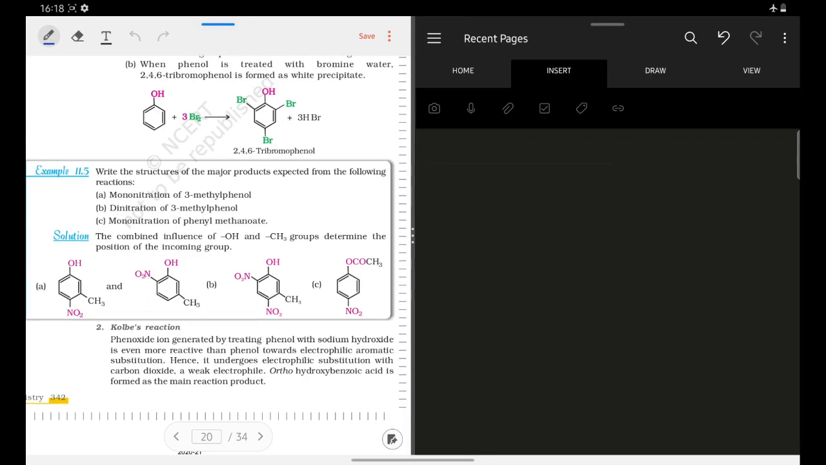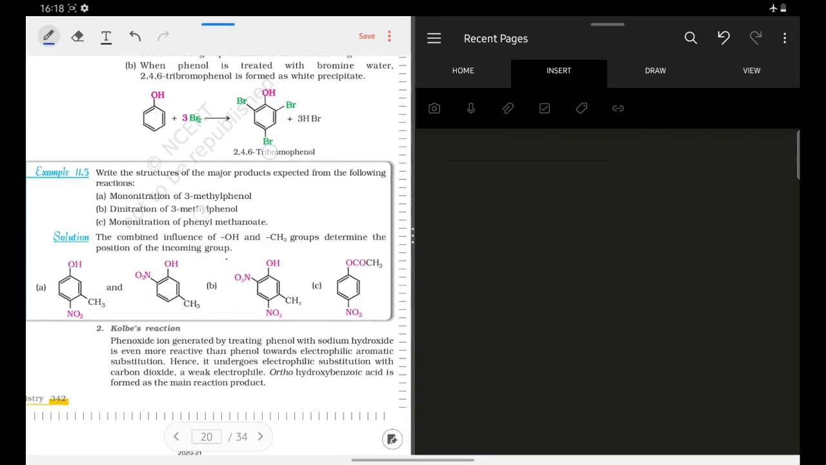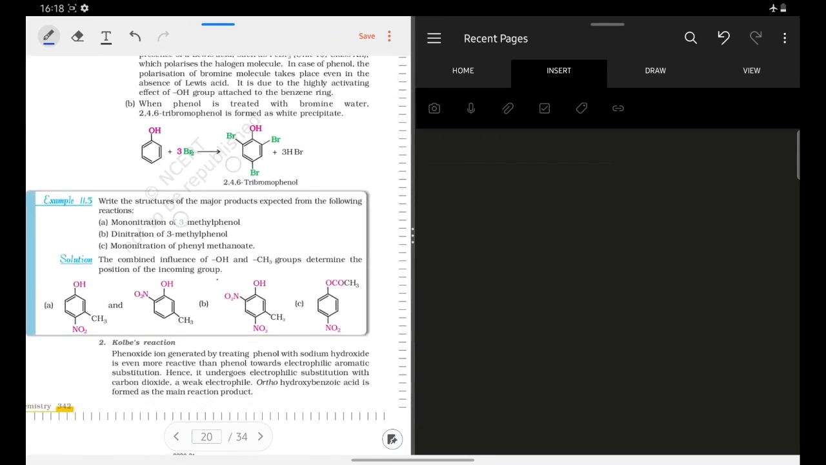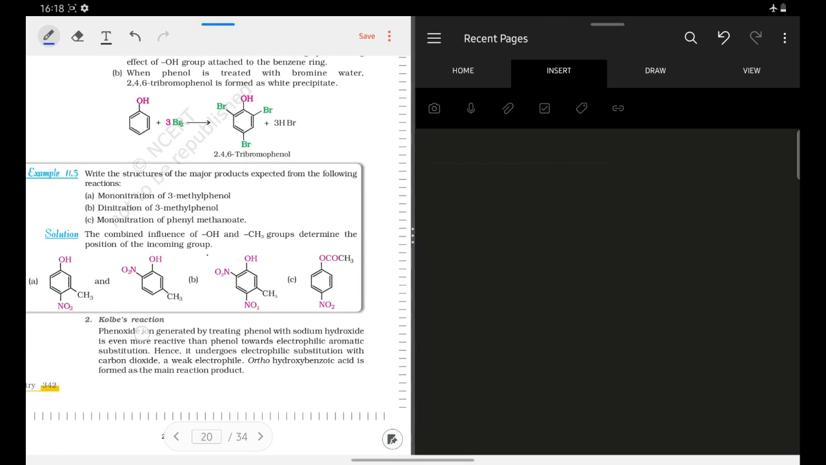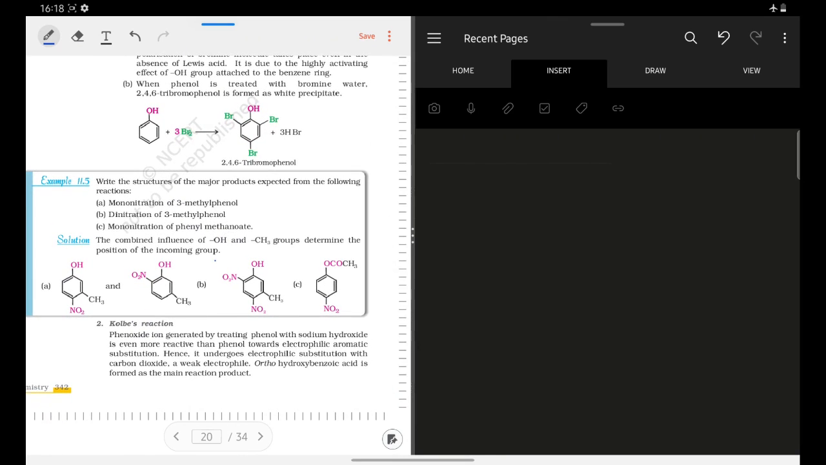Okay, so let us try to continue further. In the last class we had studied up to phenol, okay. Now here they have given an example. This question we have to discuss, and then we have to move on to the named reactions. So let us try to solve this example 11.5.